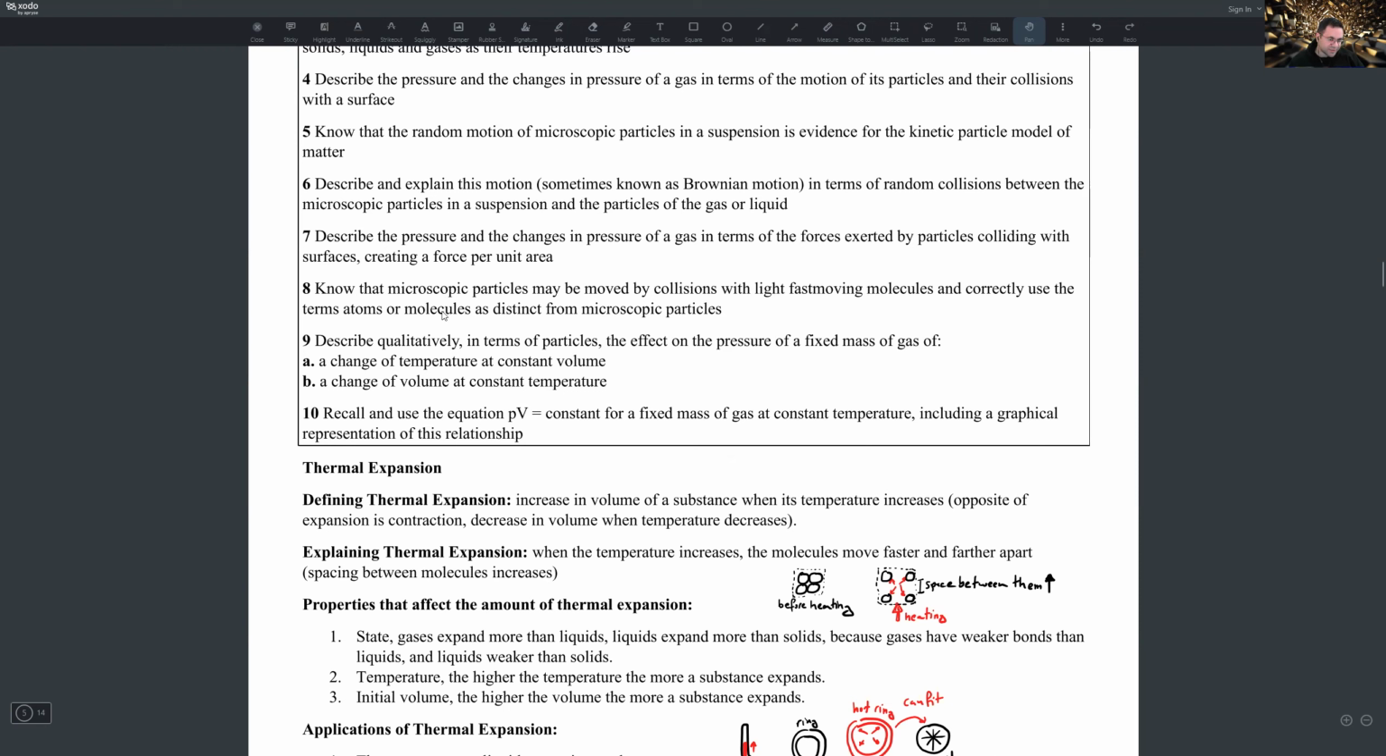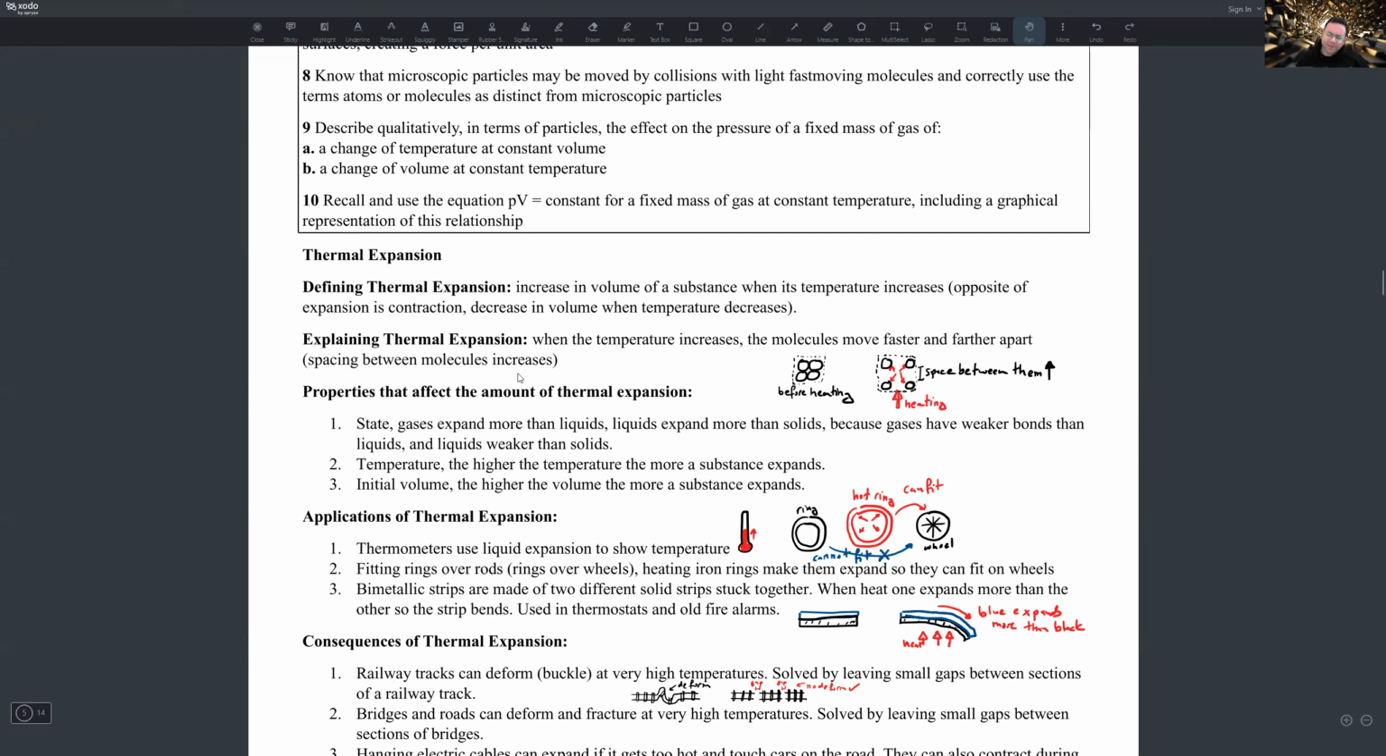Describe qualitatively, in terms of particles, the effect on the pressure of a fixed mass of gas of change in temperature and volume, and change in volume at constant temperature. Meaning, we want to see how temperature affects pressure and how volume affects pressure. Recall and use the equation PV equals constant, or P1V1 equals P2V2. We'll see that now, but let's start first with a few basics.